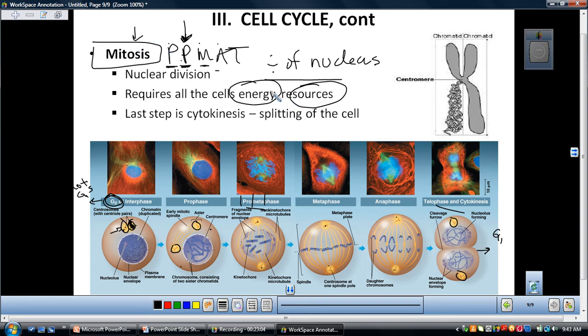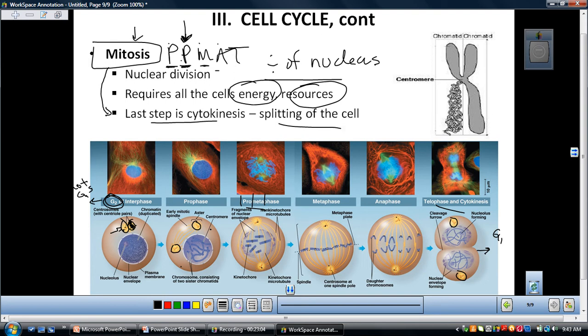That's the sole purpose of this, to make sure that we divide the nucleus evenly so that our cells at the end end up with an equal amount of DNA. And then of course, we're going to go through the last step after PMAT, where we divide the cytoplasm and split the cell into two.